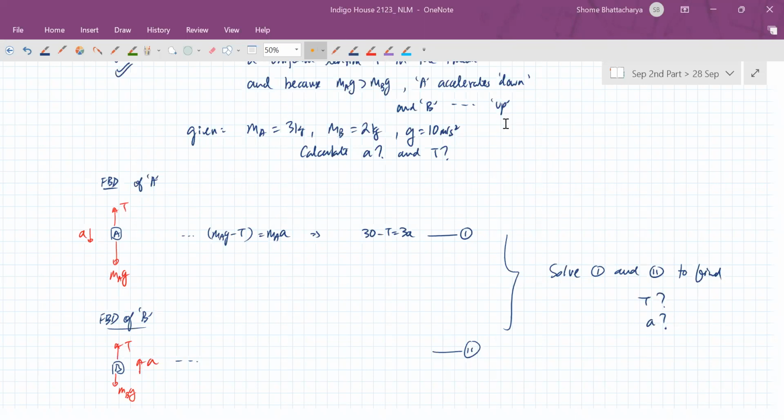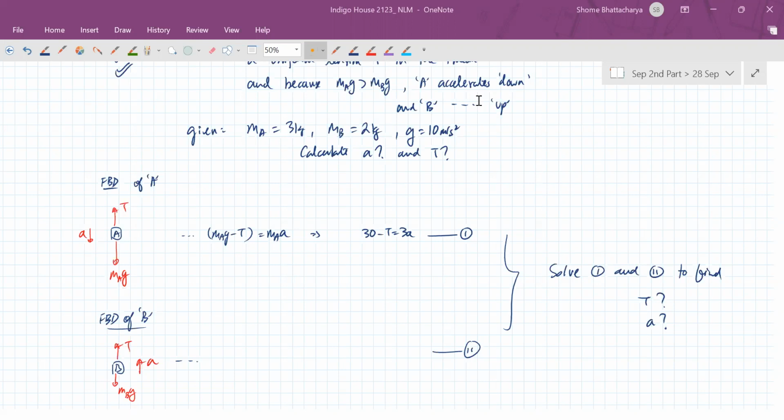Okay, so what is happening here is in the case of block A, you can see that it's accelerating downwards. So the net force should be in the downward direction. Our axis should be pointing down. That's why we have written the net force as weight minus tension is equal to mass into acceleration. It's very simple. In the case of B, the net force will be tension minus weight is equal to mass into acceleration.